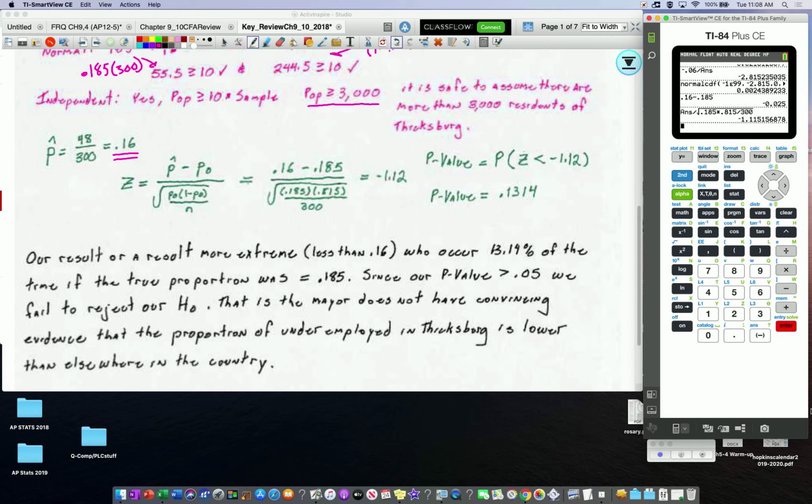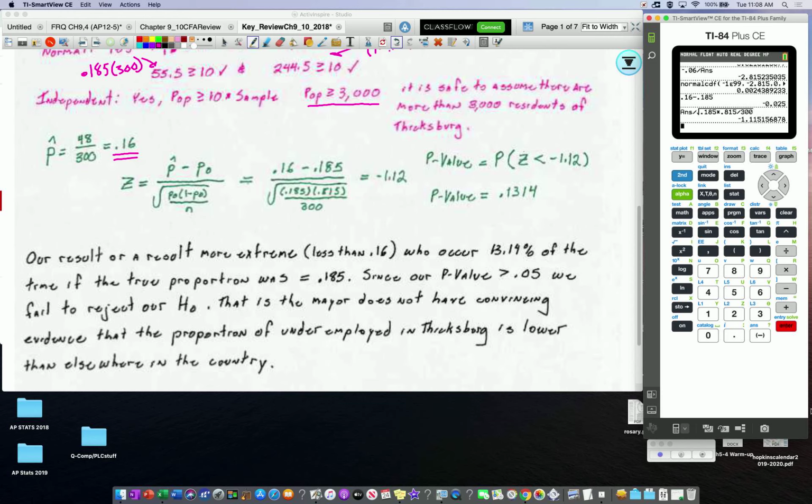So again, what does the p-value mean? Basically it means our result or one more extreme is going to happen that percentage of the time if the null hypothesis was true. So I'll put it in context. Our result or one more extreme, less than 0.16, would occur 13.14% of the time if the true proportion was 0.185.